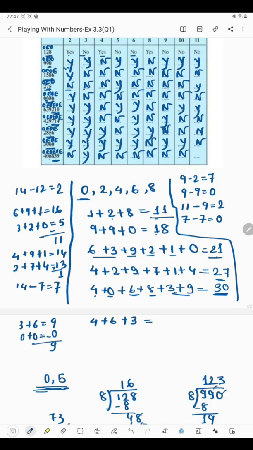Okay. So this was about the divisibility tests of 2, 3, 4, 5, 6, 8, 9, 10 and 11.